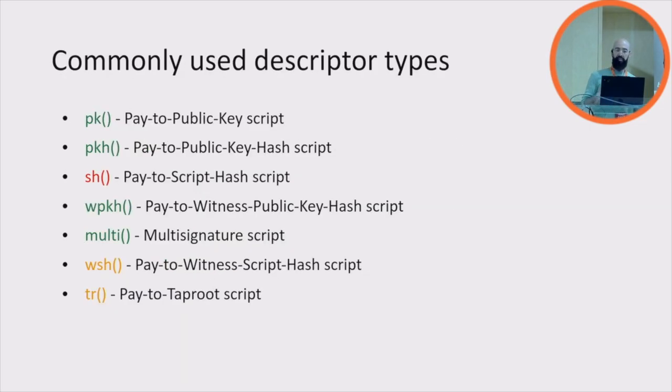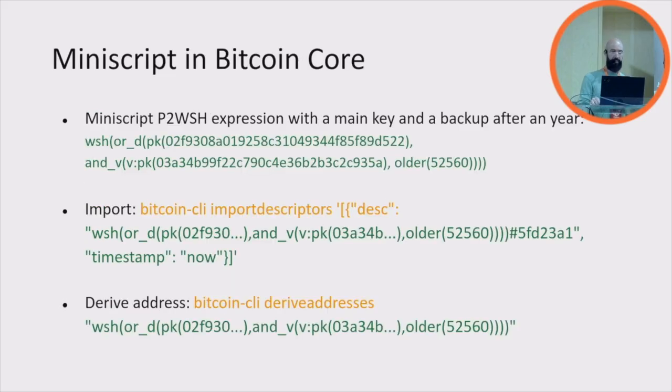Now, the commonly used descriptor types. We have a few descriptors, and the ones that we want to work with for Miniscript are WSH, the witness script hash, and Taproot. We also have limited support in script hash, but it's better not to use it. It's for legacy, and Miniscript will work best with SegWit and Taproot.